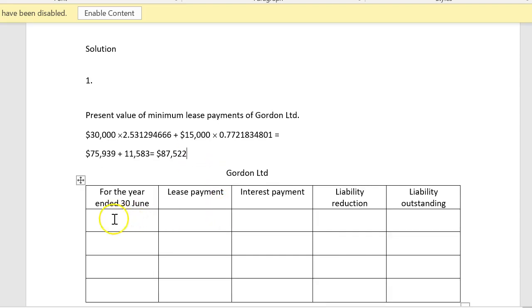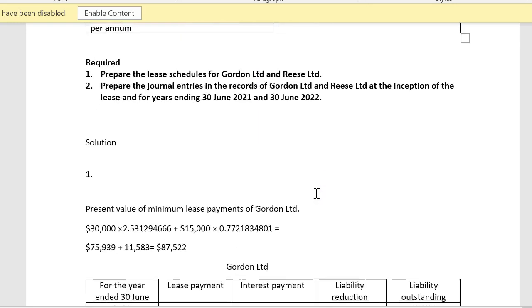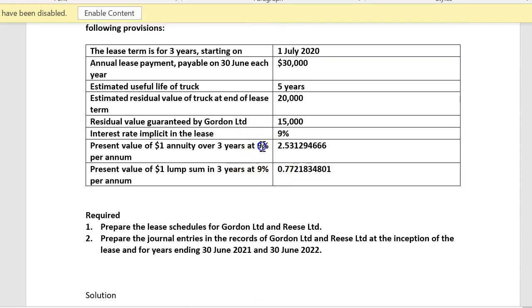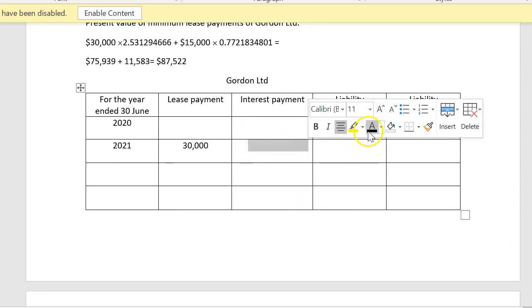All right, guys, so let's start. Now, at the inception of the lease, this is the liability for Gordon Limited, which is 87,522. Okay, so which rate do we use? We use 9% interest for the year ended 30th of June 2021. Lease payment is 30,000. What's the interest payment, guys? So we take 87,522 and you multiply that by 9%. And that's the interest.